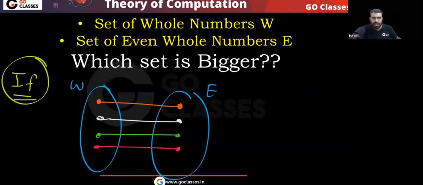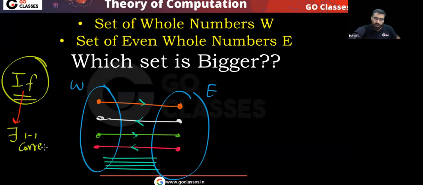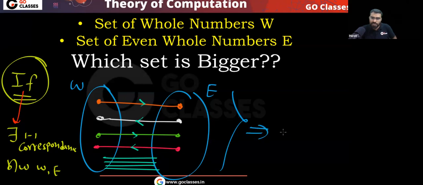Simple question I'm asking. Just apply your intuition now. If for every element here, I give you a unique element here, and for every element here, I give you a unique element here, if I can do this type of one-to-one correspondence between W and E, will you agree with me that they have the same size?